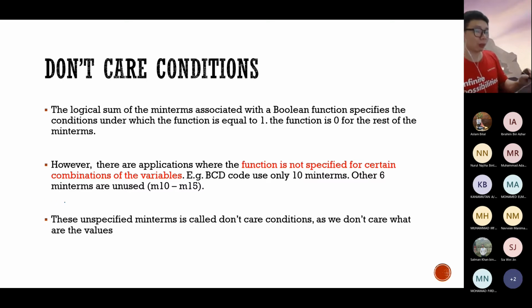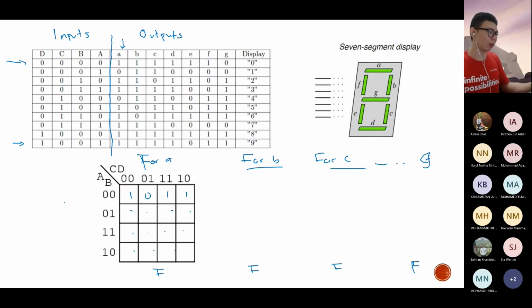For example, what we've seen just now. In this example, we have 0000 up to 1001. For this combination of inputs, we have specified exactly what the output is going to be. But what about 1010? This truth table does not tell us what the output of 1010 is going to be. So what exactly is the output of 1010? Because we need to complete the truth table as well, right?